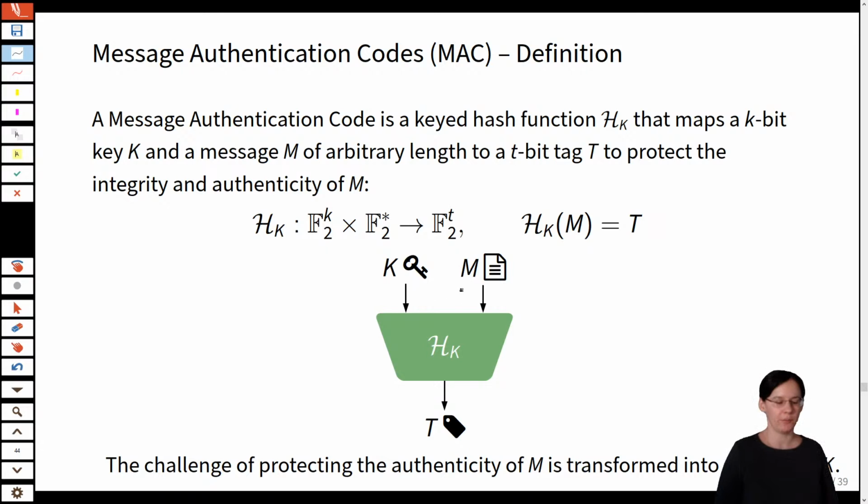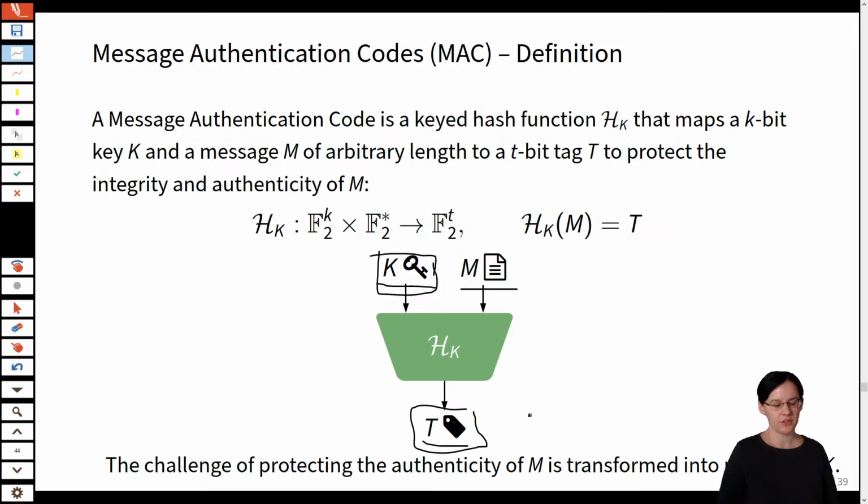So we also have an arbitrary size input message and a fixed size tag, but the MAC additionally accepts a fixed size key as an additional input. And this is an important difference because what MACs do is they transform the challenge of protecting the message into the challenge of protecting the key. You might remember this is different from the hash case where the task was transformed to protecting the output. Now it is transformed to protecting the security of the key.